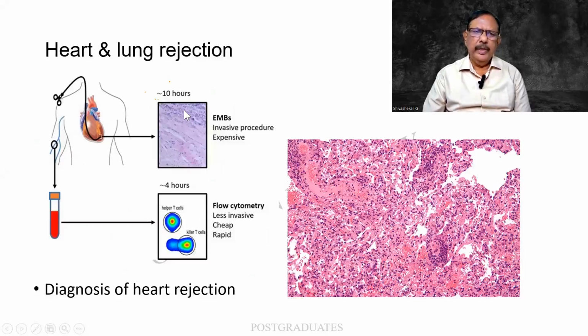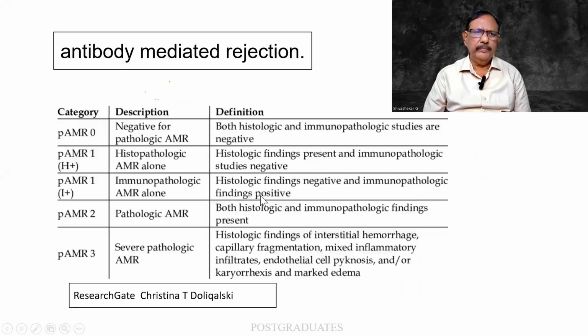That is over here. Here, the routine one takes about 10 hours minimum. Here, within about 4 hours, it could be diagnosed. This is an important table wherein there is an antibody-mediated rejection that can show both histological and immunopathological studies. So it is negative initially, and then you find that there can be histopathological positivity but immunological negativity. And here it is histopathology negative and immunological findings are positive. Both of them are being positive.